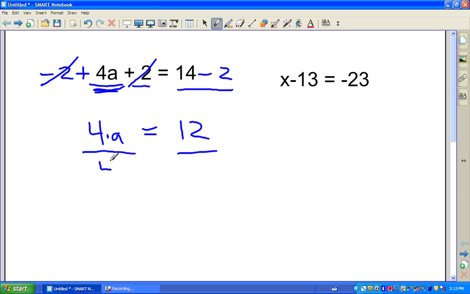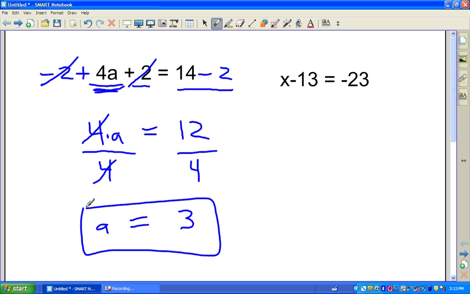Okay, whatever I do to the left, I have to do to the right here. Okay, so these 4's cancel. 4 divided by 4 is 1. I'm left with just a. That's what I want. 12 divided by 4 is 3. So a must be 3. That's how we do that.